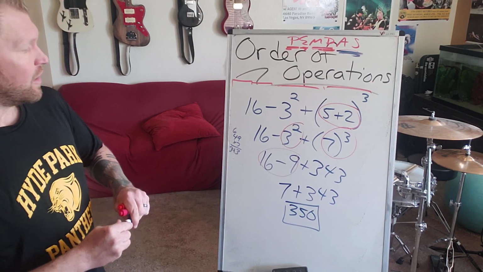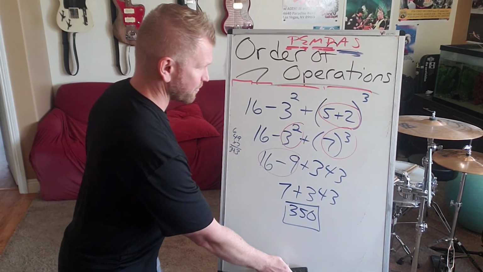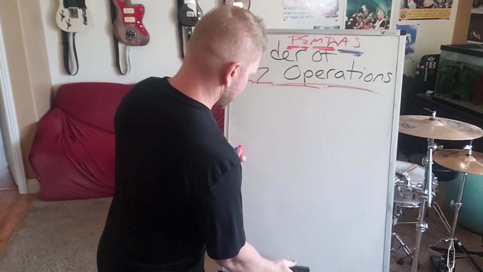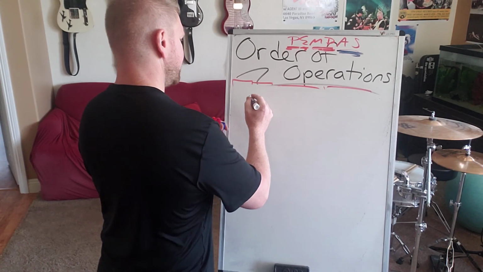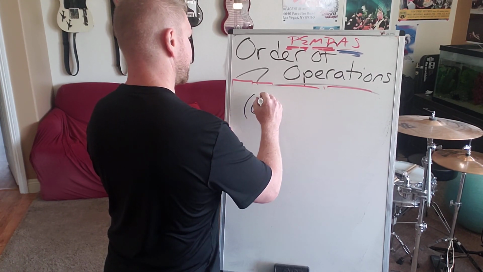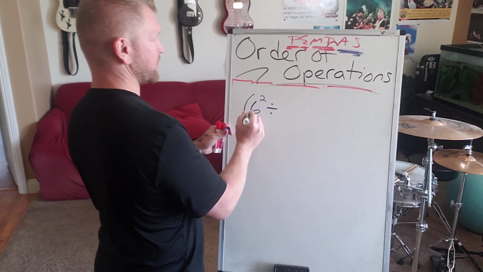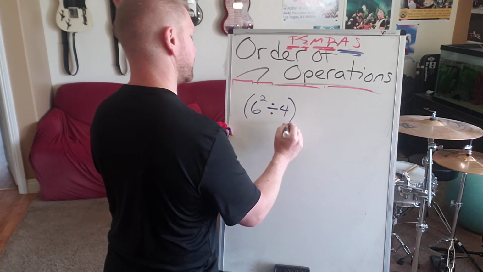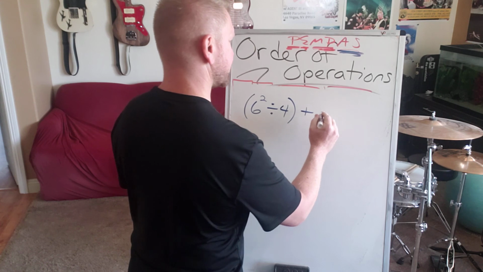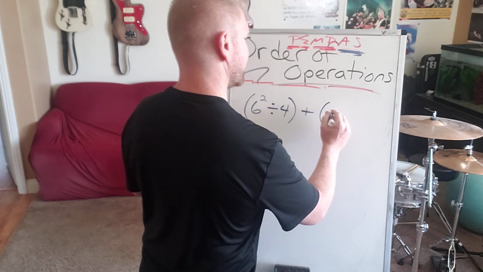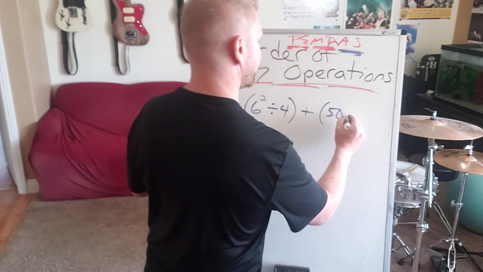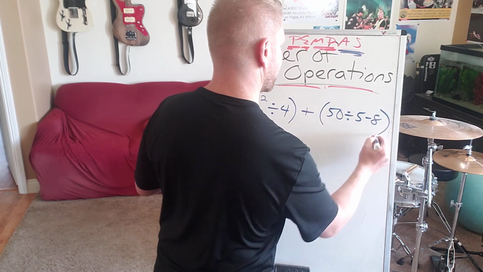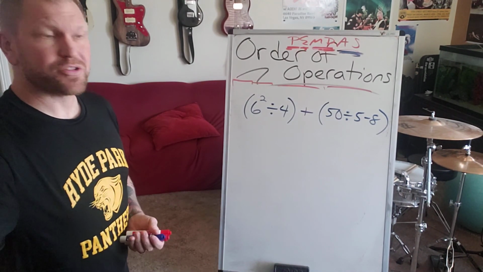All right, so there's the order of operations. Let's try one more problem. Let's do the quantity of 6 squared divided by 4 plus the quantity of 50 divided by 5 minus 8. Actually, this is the quantity of, that means we have parentheses. All right, let's get the answer to this problem.